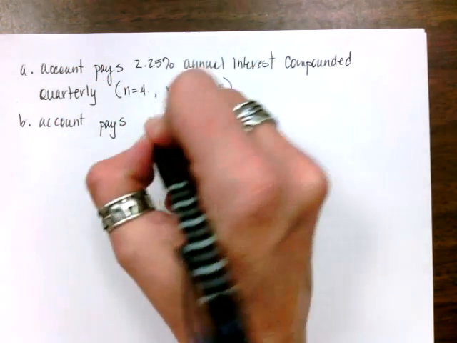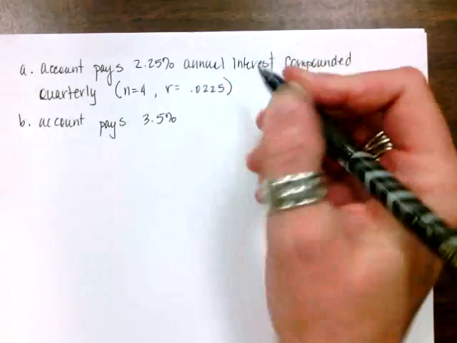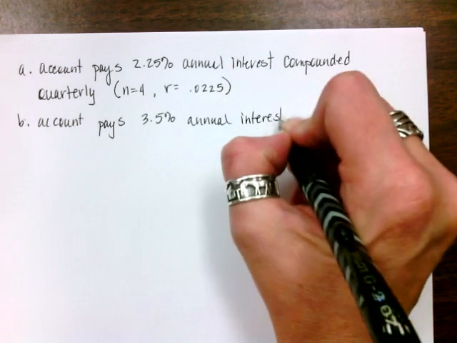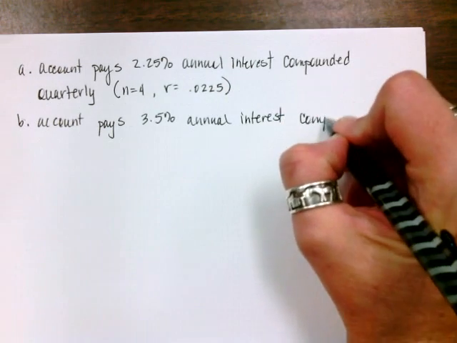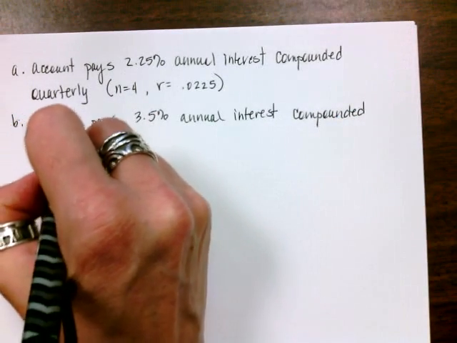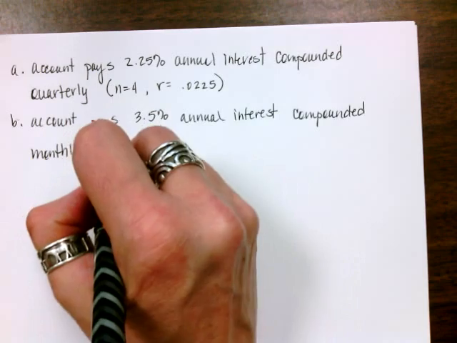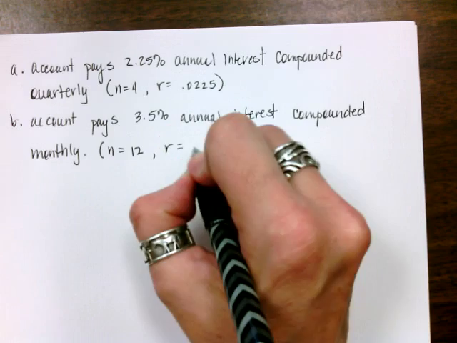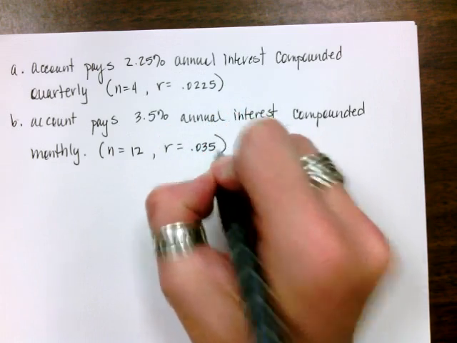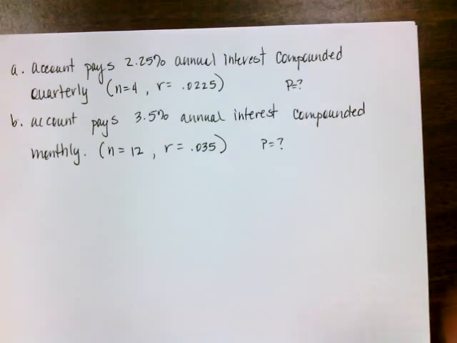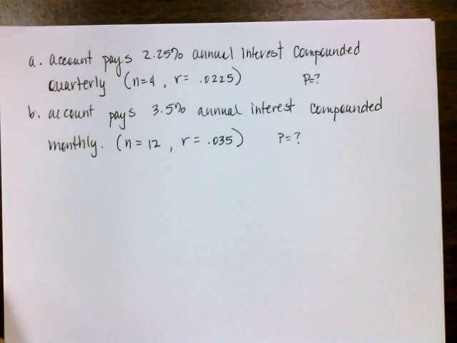And then the next one is the account pays 3.5% annual interest, which is just the way that we talk about interest, compounded monthly. So in this particular problem, your compounding periods are 12. There's 12 months in a year, and your rate is going to be 0.035. And again, in both of these, you're solving for P. Good luck on your problems, and I will see you tomorrow.